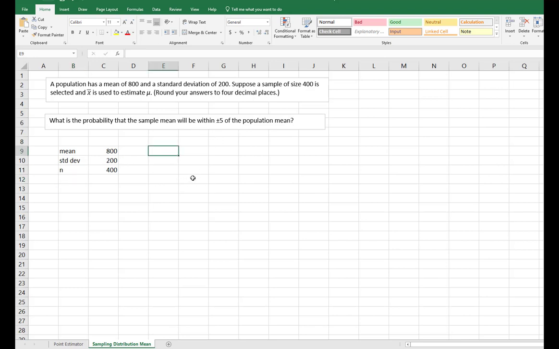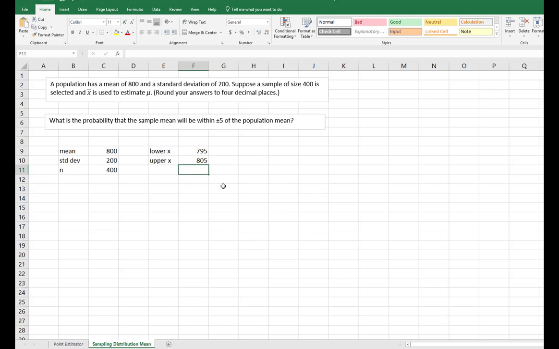Well, plus or minus 5 would mean I would have a, let's call it lower x and an upper x. So minus 5 and then plus 5. So those are my two x values that I'm going to find these probabilities.